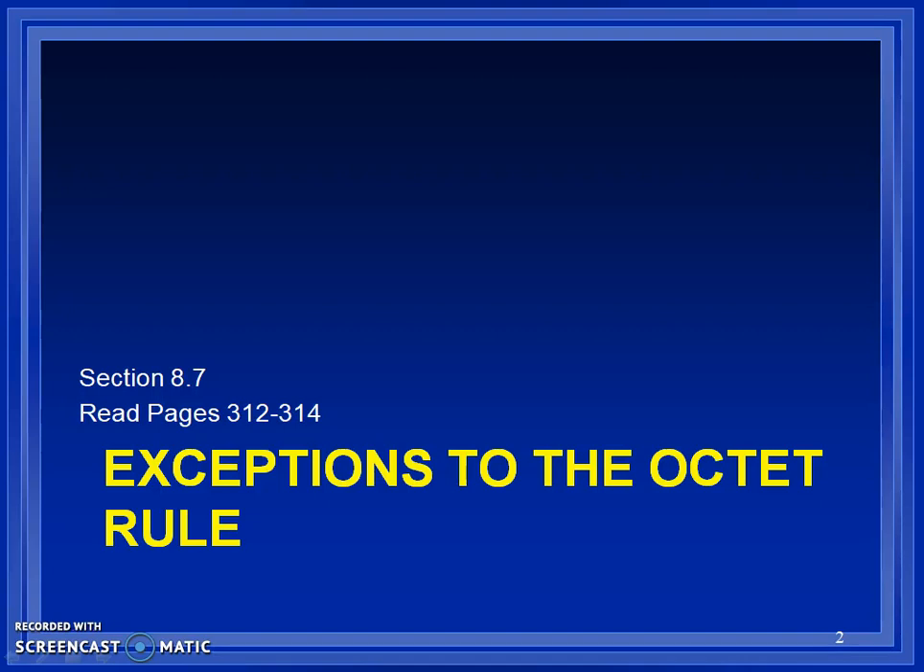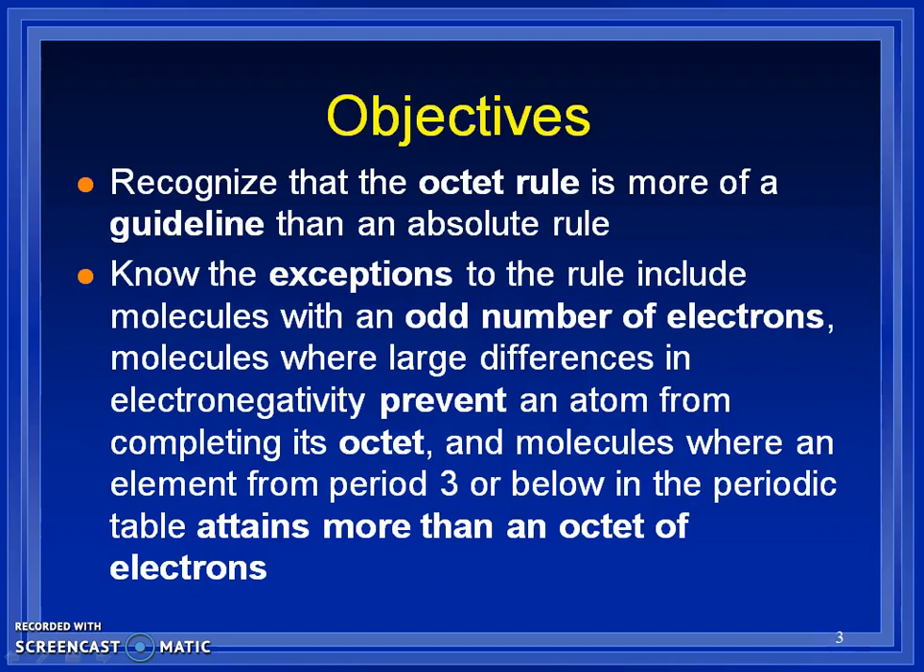This is Mrs. O'Neill for AP Chemistry, Chapter 8, Section 7, Exceptions to the Octet Rule. And that's what the Octet Rule is, just a rule. It's just a guideline. It's not a law. So that's one of the objectives to understand in this section.